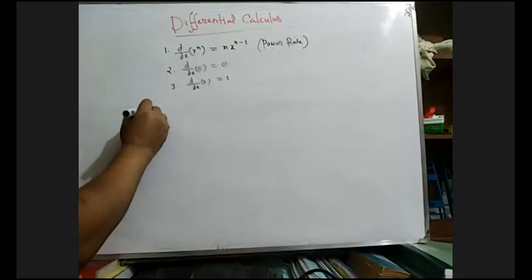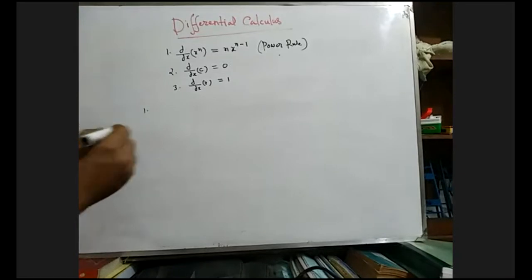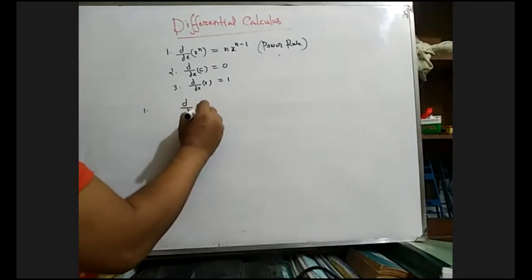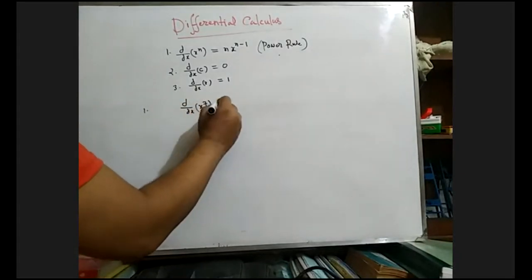Now, if we want to apply it, suppose d/dx of x to the power 7, how can we find it?